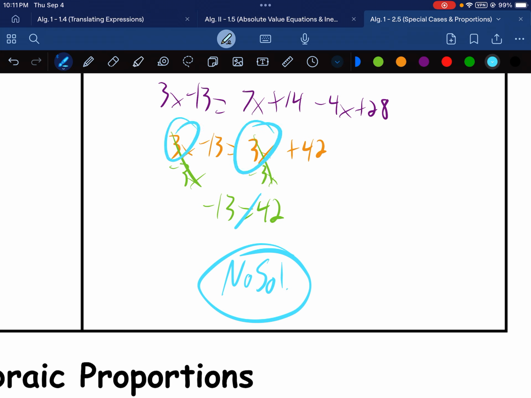And because they were the same variable on each side after we combined every like term, then we notice that it's either going to be infinitely many solutions or no solution. In this case, it was no solution because the numbers were different.